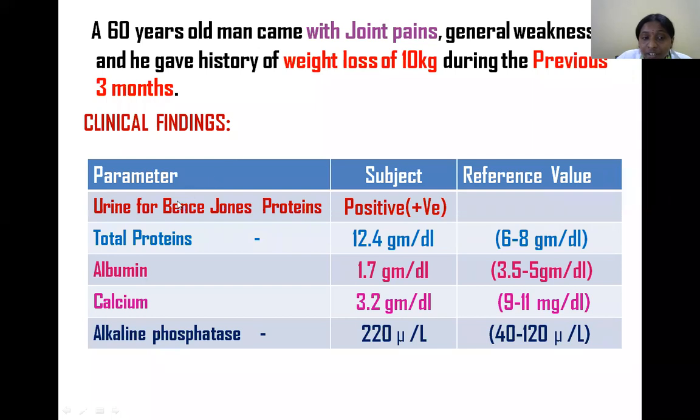His clinical findings: urine for Bence Jones protein is positive. Total protein reference value is 6 to 8 gram per deciliter, in this case 12.4 gram per deciliter. Albumin, 3.5 to 5 gram per deciliter, but in this case 1.7 gram per deciliter. Calcium, reference value is 9 to 11 milligram per deciliter, in this case it is 3.2. Alkaline phosphatase, reference value 40 to 120 micro units per liter, here 220 micro units per liter.